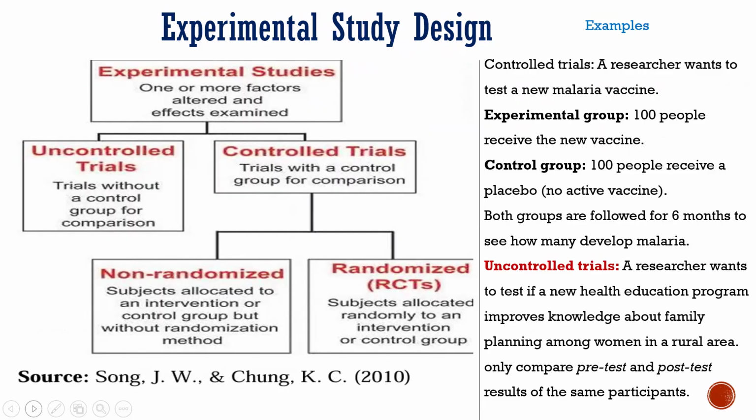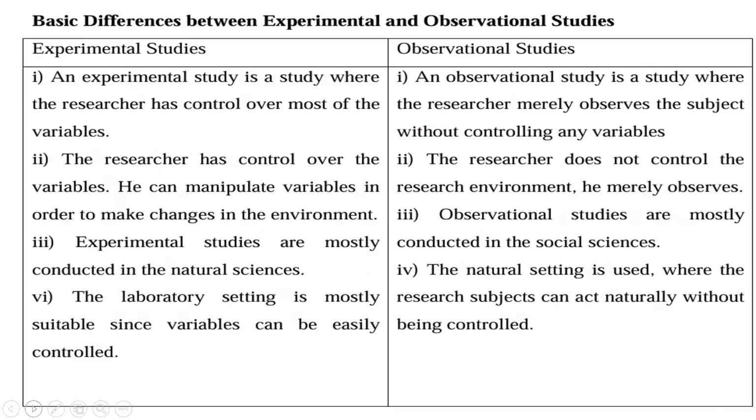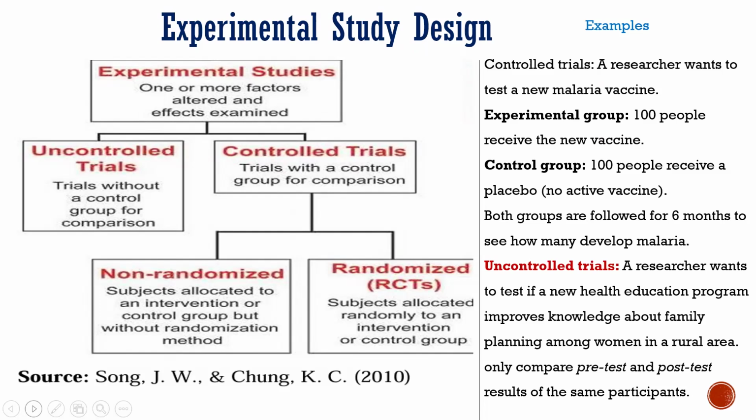We have the observational, we have the experimental, right? So let's take a look at experimental study design and then the different classifications. When it comes to experimental studies, they have 2 different classifications. We have the uncontrolled trials, we have the controlled trials.